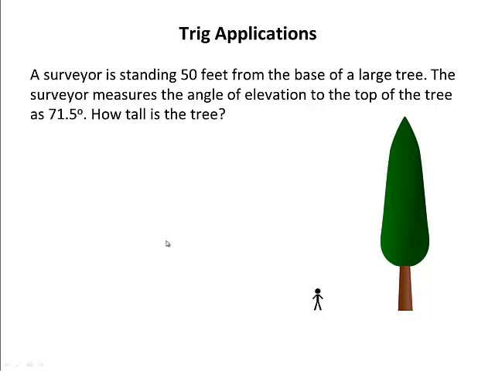Start with this one here. A surveyor is standing 50 feet from the base of a large tree. The surveyor measures the angle of elevation to the top of the tree is 71.5 degrees. How tall is the tree?